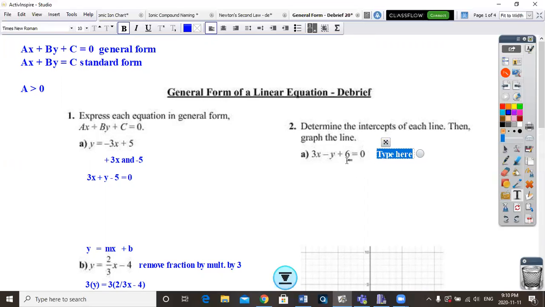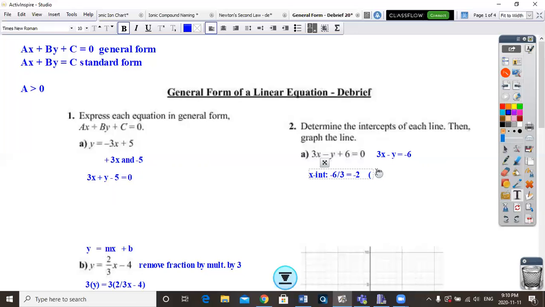So what I'm going to do first is move that 6 to the right. It's going to be 3x minus y equals -6, because it's plus 6, so we move the 6 by subtracting. So to get the x-intercept, we are simply going to take the c value, -6, and divide it by the a value, which is 3, and of course that is going to be equal to -2.